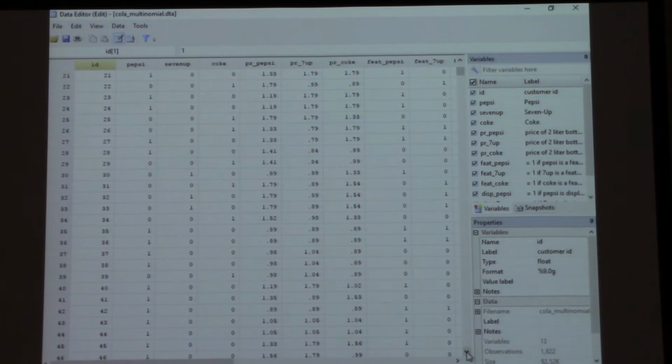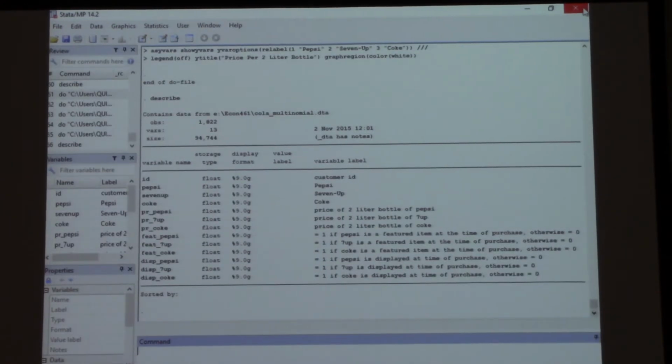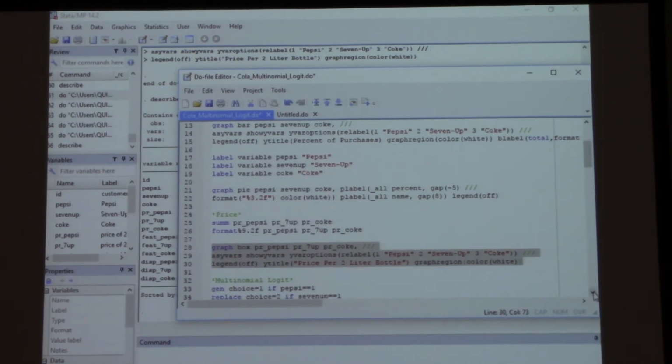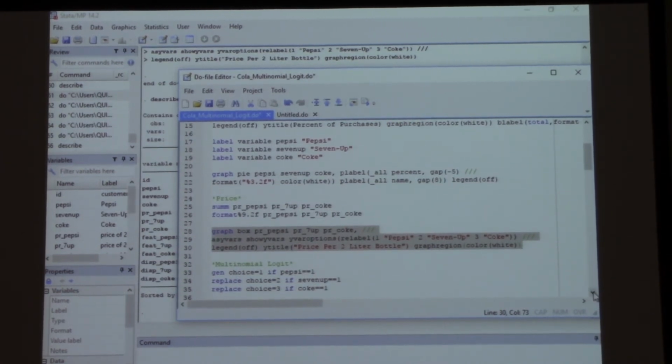This isn't set up for analytics. This is just the way the data comes from IRI. So we need to construct a variable that is going to allow us to use our multinomial logit process. I'm going to call it choice. We can call it purchase choice. And remember, the order doesn't matter.